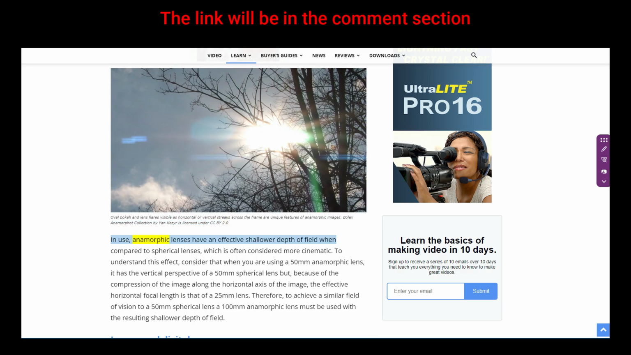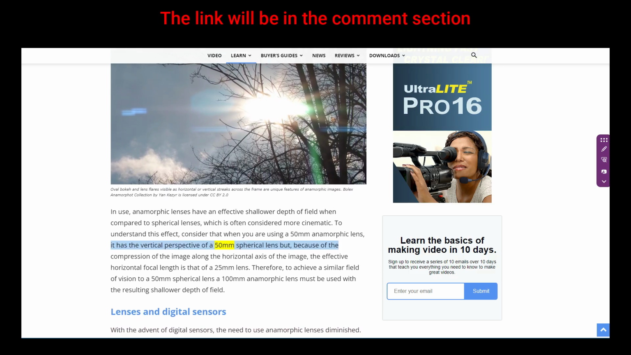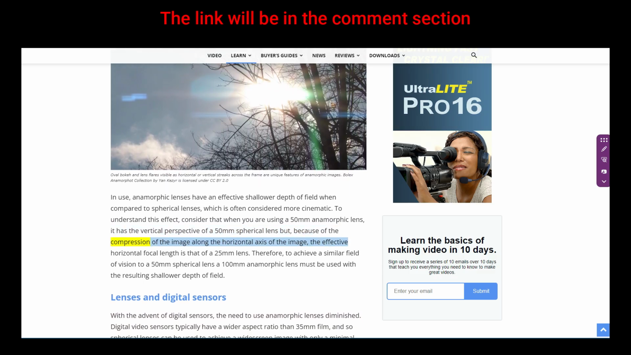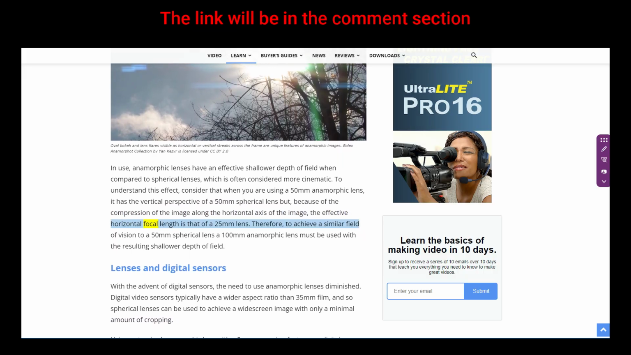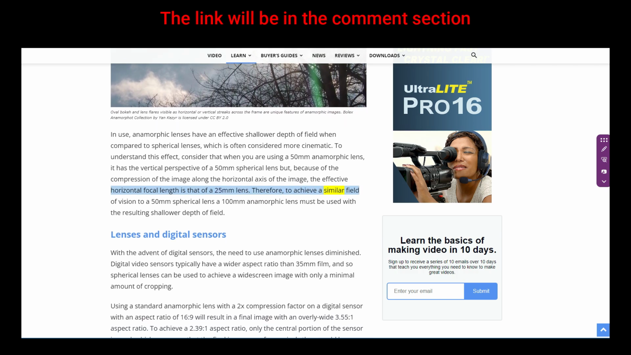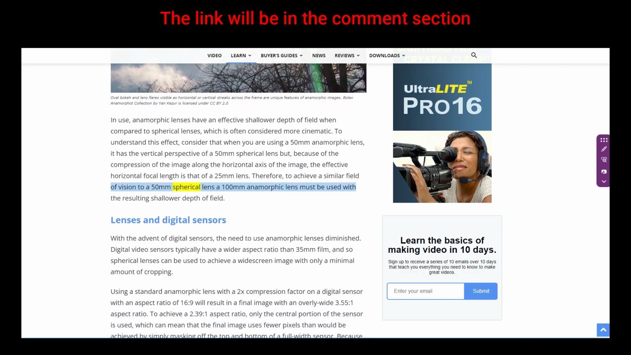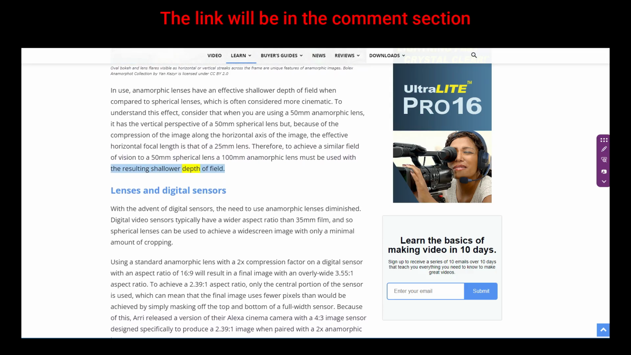In use, anamorphic lenses have an effective shallower depth of field when compared to spherical lenses, which is often considered more cinematic. To understand this effect, consider that when you are using a 50mm anamorphic lens, it has the vertical perspective of a 50mm spherical lens, but because of the compression of the image along the horizontal axis of the image, the effective horizontal focal length is that of a 25mm lens. Therefore, to achieve a similar field of vision to a 50mm spherical lens, a 100mm anamorphic lens must be used with the resulting shallower depth of field.